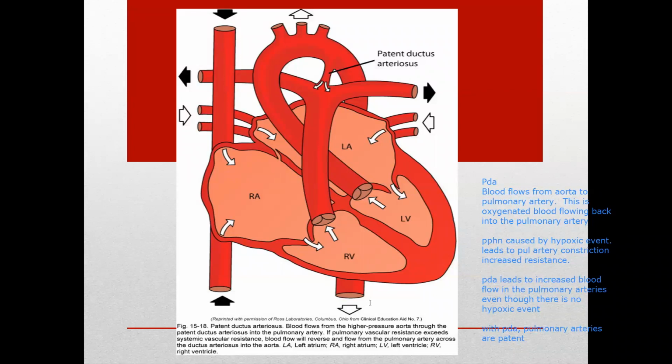I think a lot of us were thinking that the PPHN was strictly because there's a hypoxic event and then constriction. But now that we know the difference, it's without constriction. Makes sense. Oh, okay.